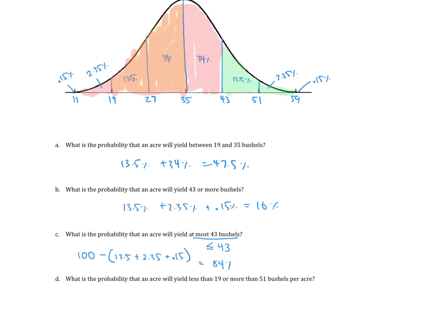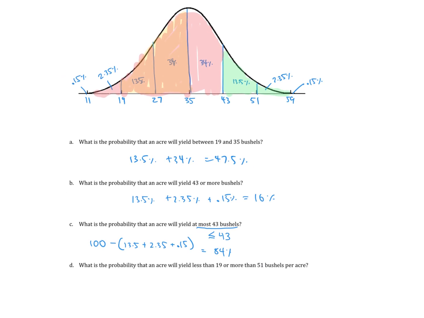And the last one, what is the probability that an acre will yield less than 19 or more than 51 bushels per acre? Less than 19 is this end. More than 51 is that end. If I add those up, well, they're the same area, so I'm going to do 2 times 0.15 plus 2.35, which gives me 5%.